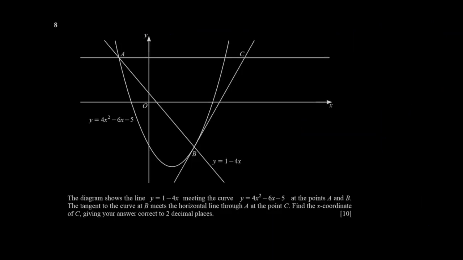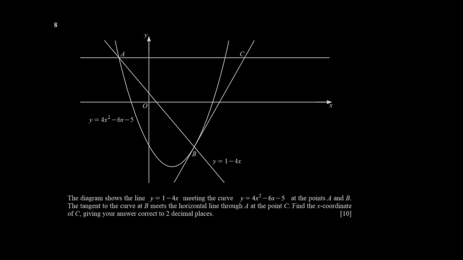All right, we're in question 8. We've got a diagram which shows the line 1 minus 4x, which meets a curve, 4x squared minus 6x minus 5, at the points A and B. And we've got a tangent to the curve at B, which meets the horizontal line that passes through A at the point C. And what we want to do is find the point C.